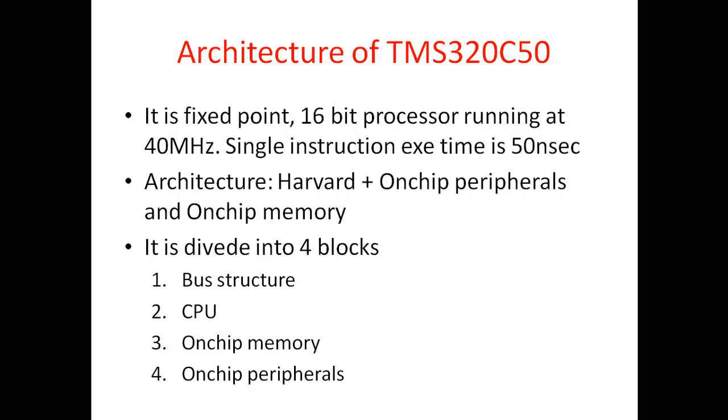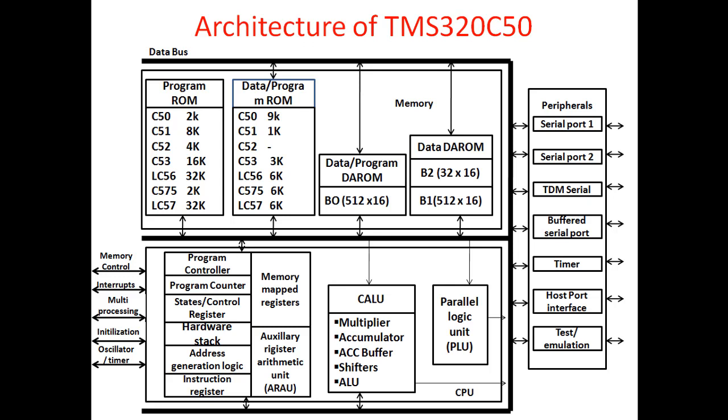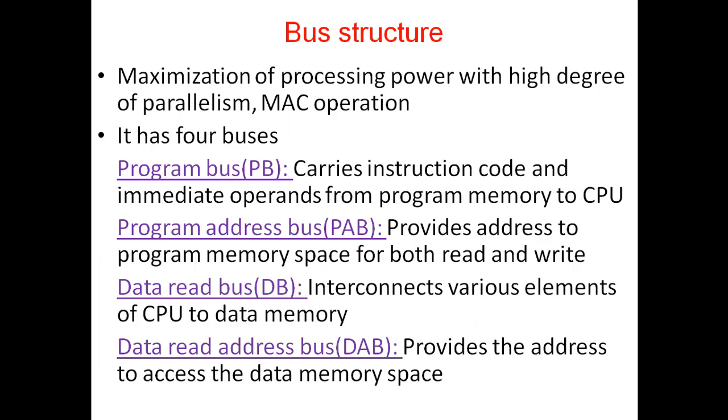It is divided into 4 blocks. First one is bus structure, second one is CPU, third one is on-chip memory, and fourth one is on-chip peripherals. This is the architecture diagram where you can see a data bus, bus structure, maximization of processing power with high degree of parallelism and MAC operations. It has 4 important buses.